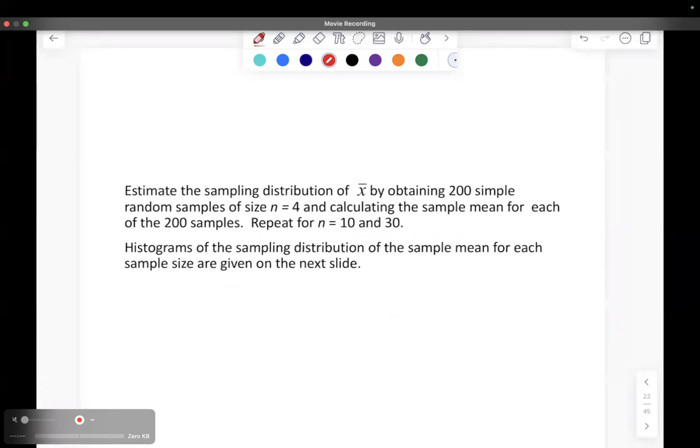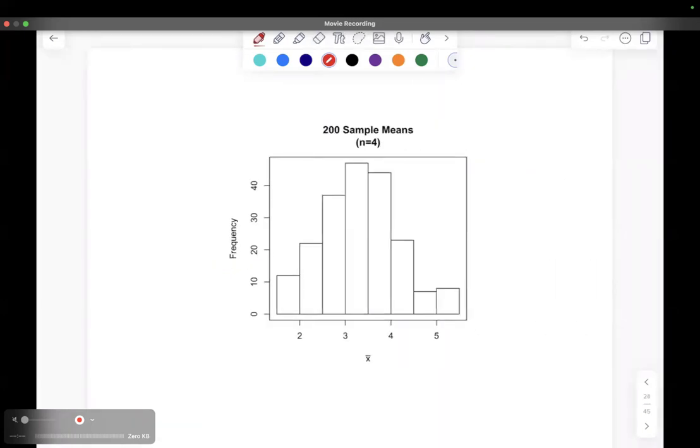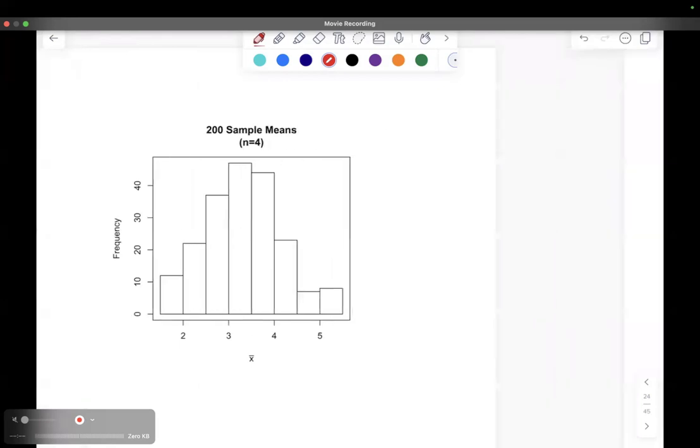See here, I'm going to show you what happens. I'm going to start with a sample size of four. Then I'm going to go to 10 and 30. So let me show you what happens. Here's sample size four. It's still not quite normal. It's not uniform anymore, but it's not quite normal. We're skewed a little bit to the right.